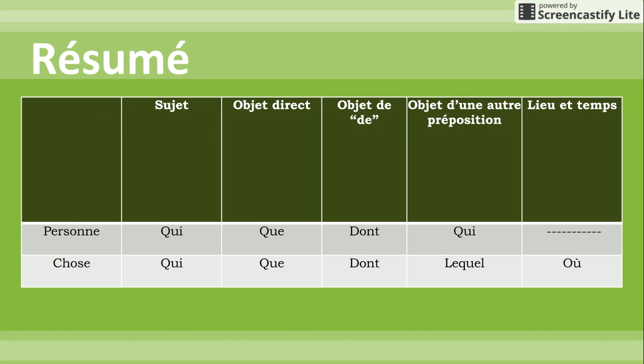But on this page, we have a summary. If we're talking about the subject, person or thing, qui. Object, you can use que. After the preposition de, use dont. And the object of the sentence after a different type of preposition, such as pour. If it's a person, use qui. And if it's a thing, use lequel. If we're talking about time and place, use où.